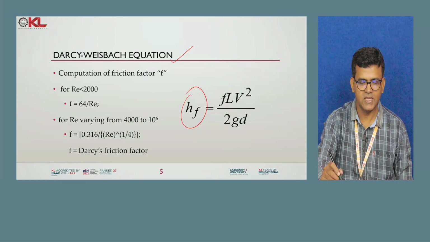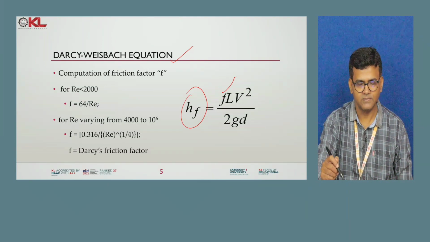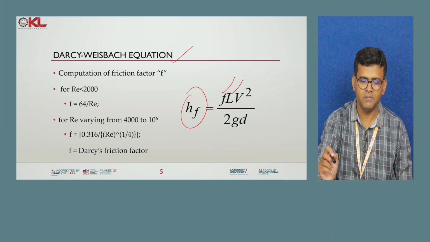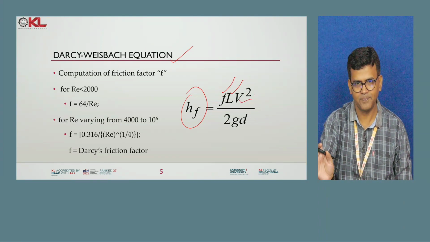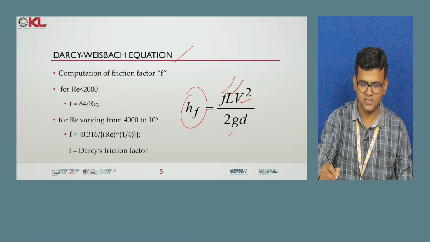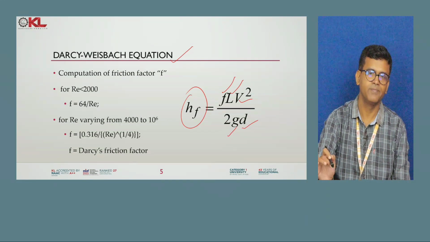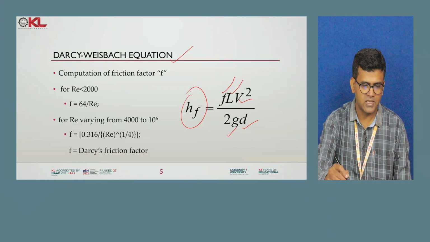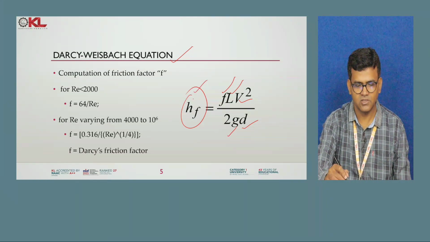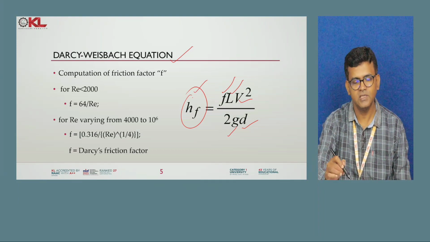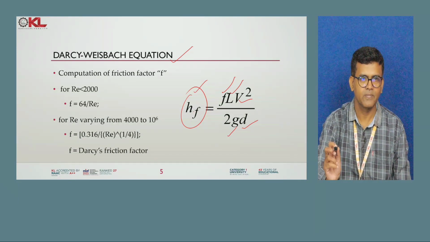That can be written as hf = f L V squared upon 2 g D. f is the friction factor because of the presence of the friction. L is the length of the pipe. V is the velocity of flow in the pipe, the average velocity. g is the acceleration due to gravity, 9.81 meter per second squared in SI units, and D is the diameter of the pipe. All will be in SI units. So you can use this Darcy-Weisbach equation for the computation of the energy head loss due to friction.